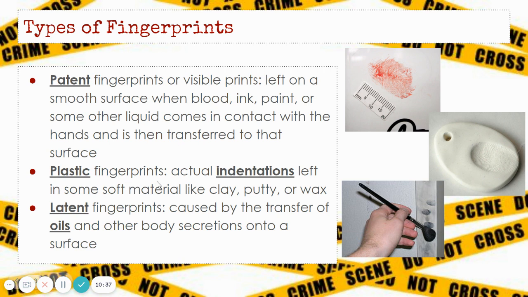There are also plastic fingerprints. Plastic fingerprints are actual indentations left in some sort of soft material. It could be clay, putty, wax, mud, something like this over here. You can see there's a fingerprint left in this soft material. That is a plastic fingerprint. Then the fingerprints we're mostly going to focus on are called latent fingerprints. Latent fingerprints are caused by the transfer of oils from someone's hand. So they leave behind these invisible prints that must be visualized either using dusting or fuming, which is what they're doing right here.